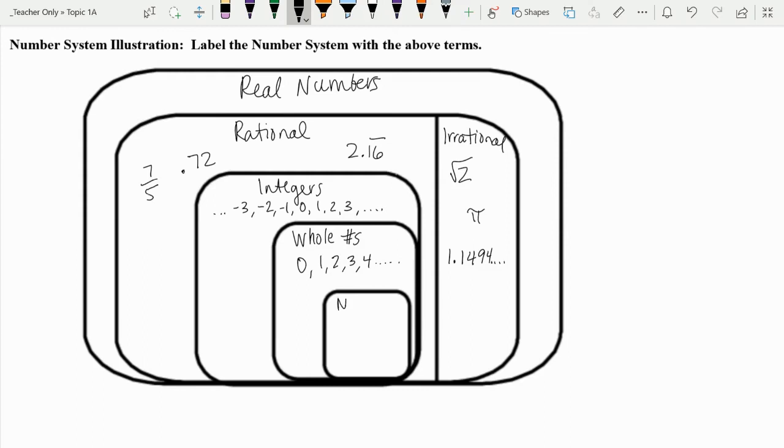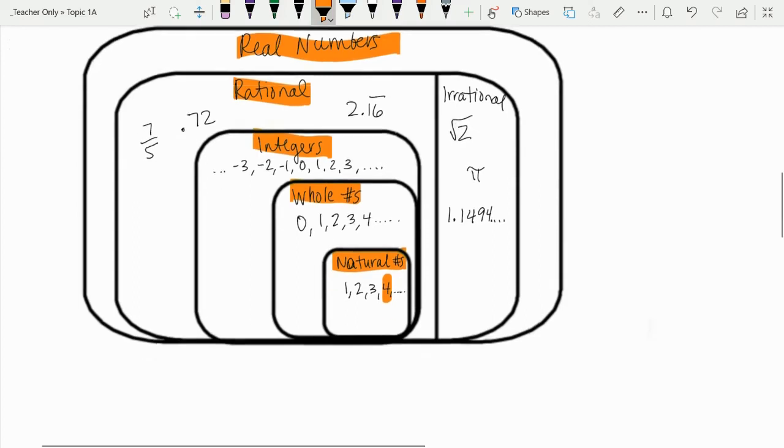And then the smallest subset is going to be the natural numbers. So that's, again, you naturally start counting at 1, so it's all of those numbers. So if, for instance, again, you're talking about 4, 4 is going to be natural, a whole number, an integer, rational, and real. It's going to have a lot of classifications, the most specific of which is the natural numbers. So let's practice some of these classifications.